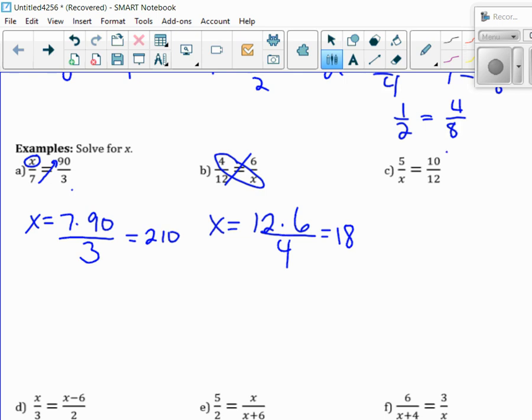X is in the wrong spot. Do a switcheroo. Yes? So what does x equal? Tell me what I'm supposed to punch in here, Jace.